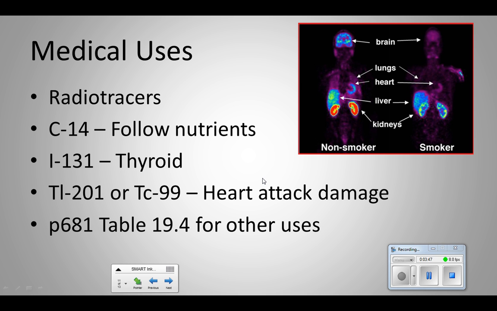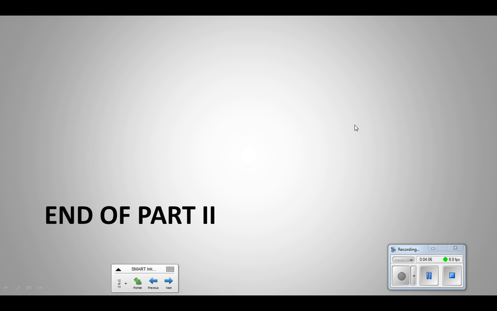And in the book also, if you look on page 681, table 19.4 has lots of other uses for radioactive isotopes. This is an image showing how different isotopes are taken up in different parts of the body for smokers versus non-smokers, and you can see how it lights up the brain and lights up the kidneys because these things are being taken to those places. So there's a variety of things we can use radioactive isotopes for, from determining how old cloth is to treating different maladies in your body.